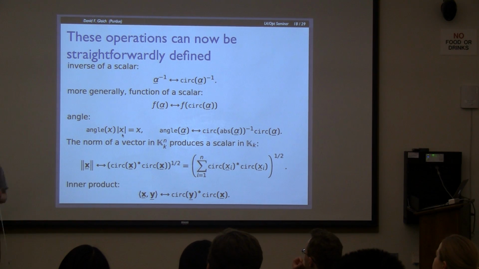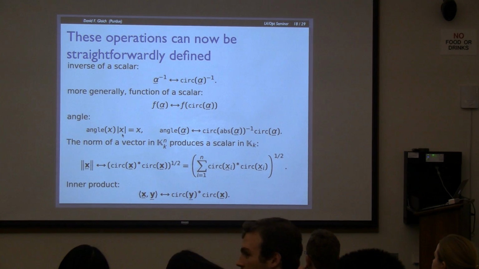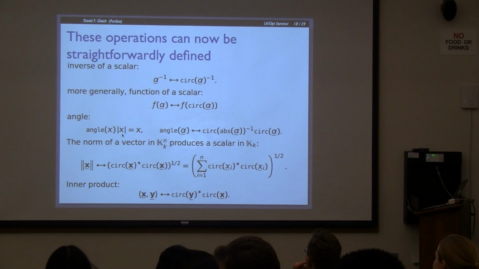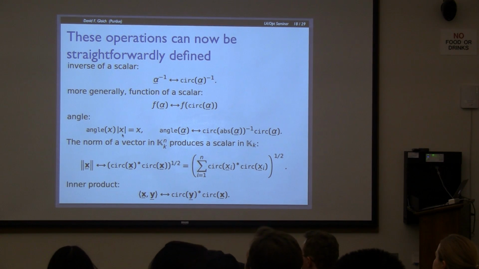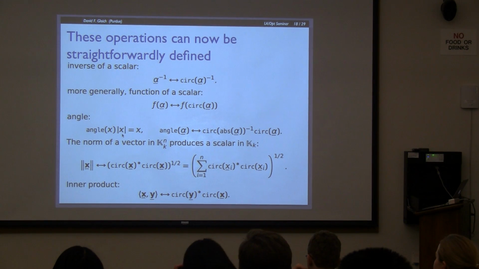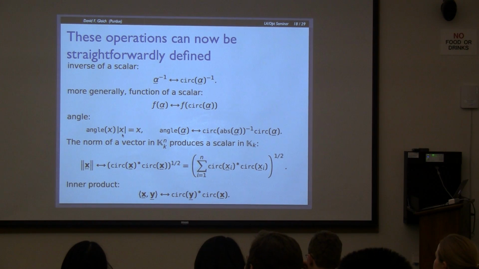So if you're familiar with working over the complex, we need to use the Hermitian there instead. When we want to do the norm in our new algebra, we can just take all of these operations and write them out. So this is going to be circ of x, the conjugate transpose of that, times the matrix circ of x. This is going to be a scalar.